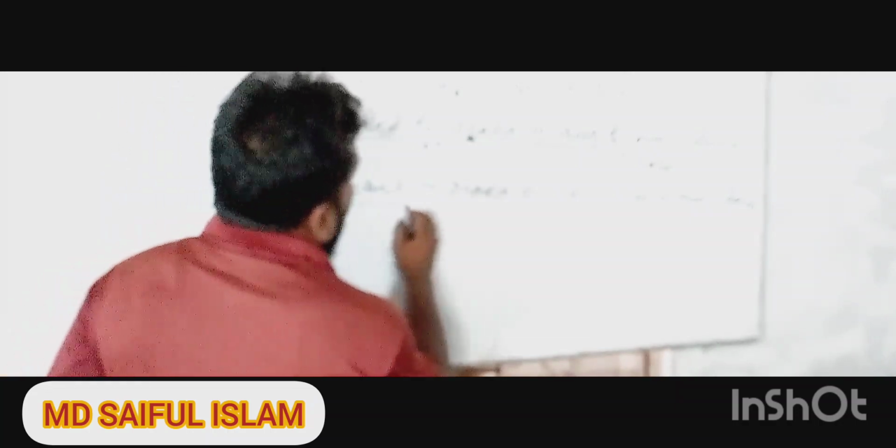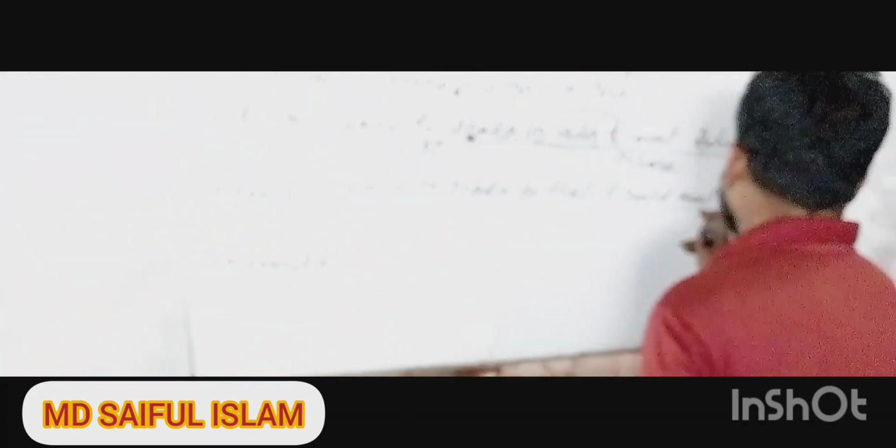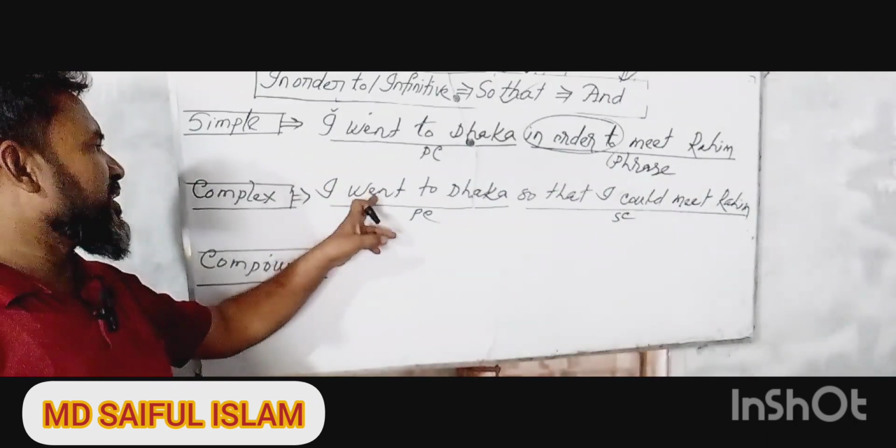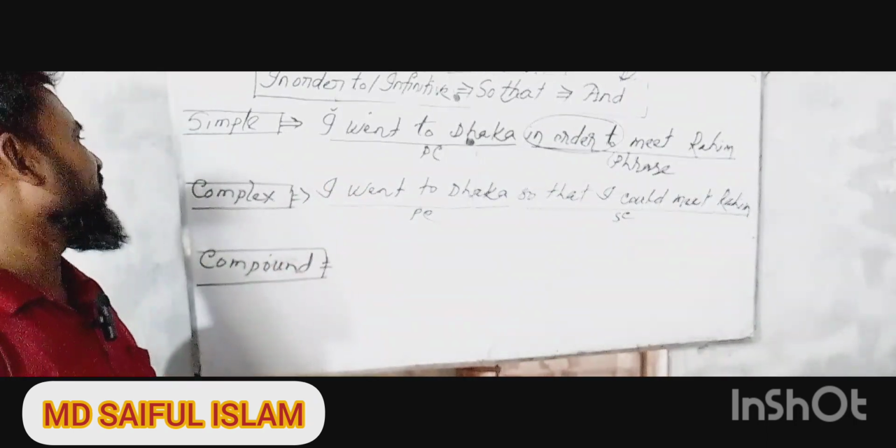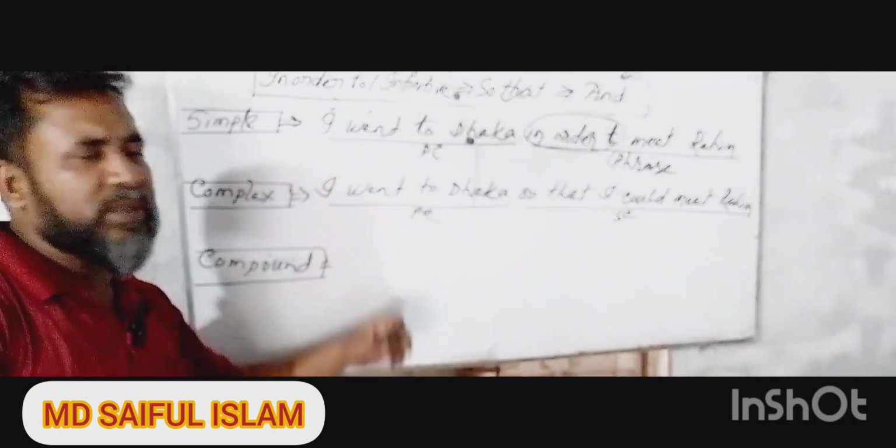Hello viewers, try to identify how many portions this statement has. This sentence has two portions, my dear viewers. Number one, I went to Dhaka, and another portion, so that I could meet Rohim. Now try to think about the two clauses. This clause is a subordinate clause, and this clause is of course a principal clause, because this clause possesses one subject and one finite verb, and according to the definition of a principal clause, it is a principal clause.